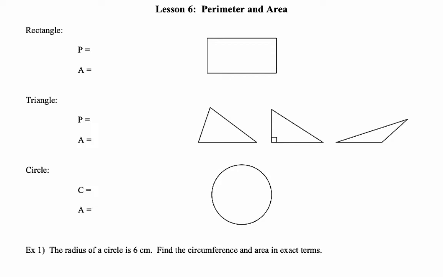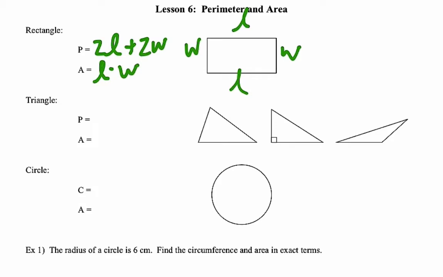The perimeter of a rectangle is simply the total distance around the outside of the figure. Since you have a width and a length, but you have two of each of those, we would say the perimeter is two of those lengths plus two of those widths. And the area is equal to the length times the width.